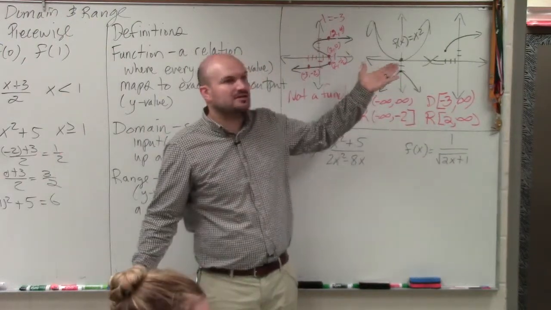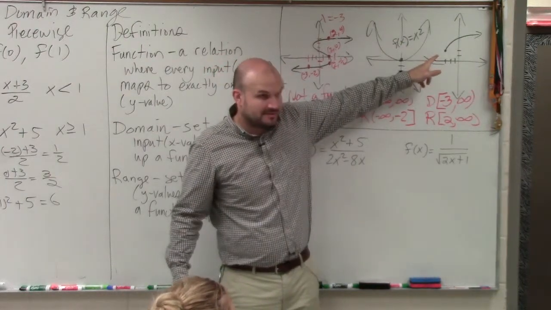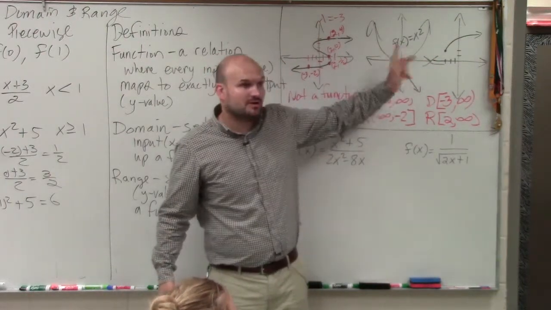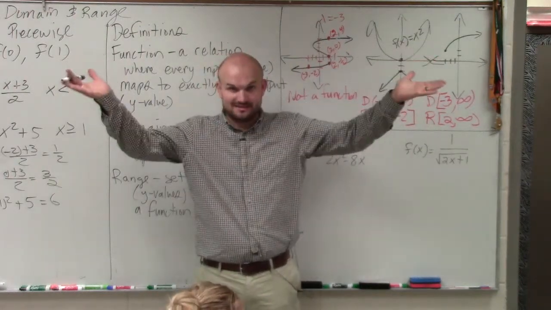You can plug in 3 million. You can plug in 200. For every input, you're going to have an output, right? The domain of this function is all real numbers, negative infinity to infinity, just like that one. It keeps on expanding. Does that make sense?